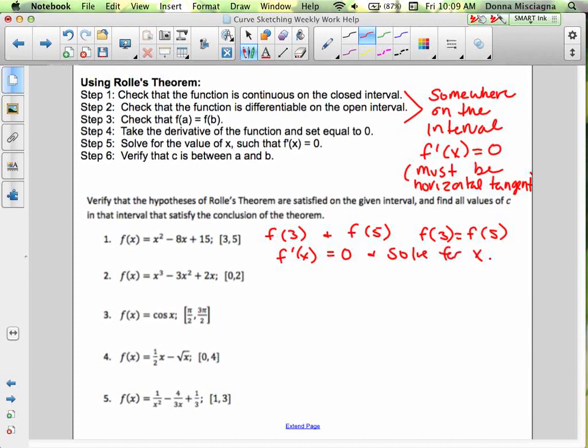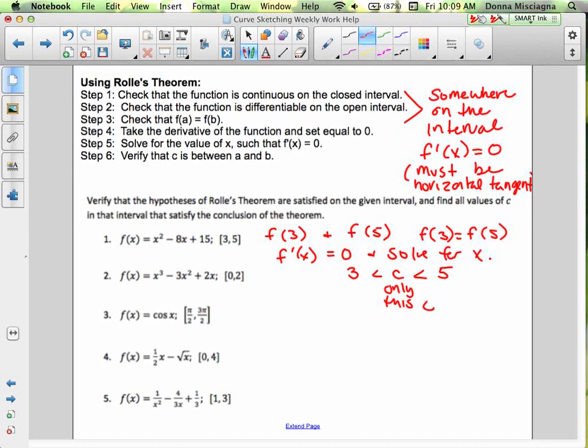Maybe you get more than one. If you get one solution, it's probably going to be between 3 and 5. But let's say you got 2 solutions. You won't on this one, but let's just say you did. You might on some other ones, like number 2. You only use the solutions that are between your endpoints, because sometimes you will get more than one. So only this one.